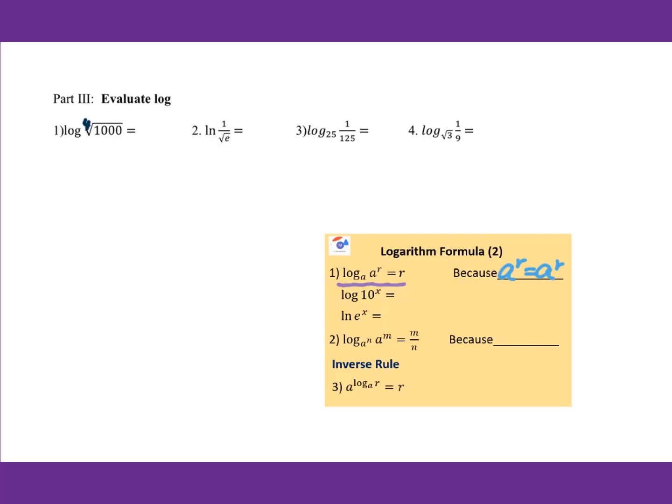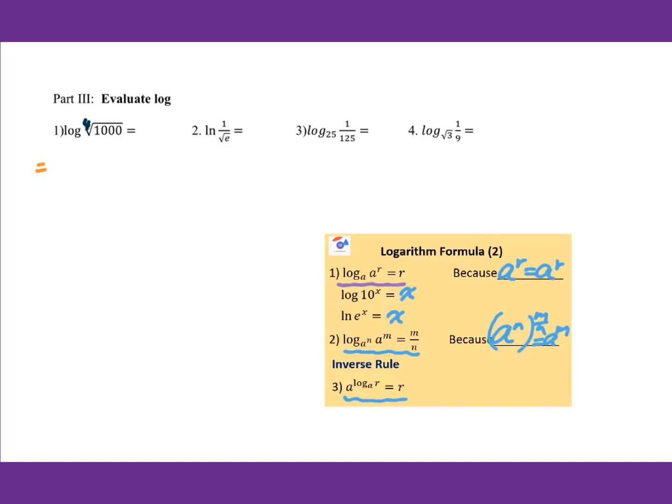Therefore, common log of 10 to the x power equals x. Natural log of e to the x power equals x. This is a very useful formula. Log base a to the nth power of a to the mth power equals m over n, because a to the nth power of m over n equals a to the mth power. Sometimes we have to use the inverse rule to evaluate the log.